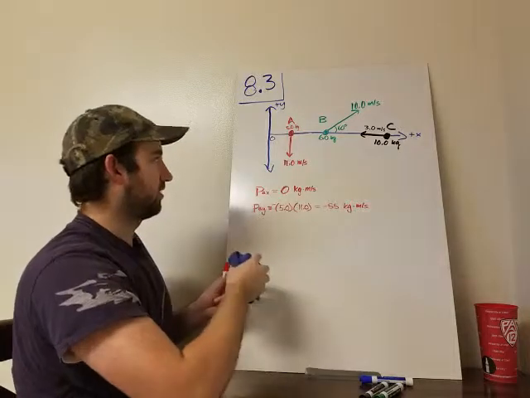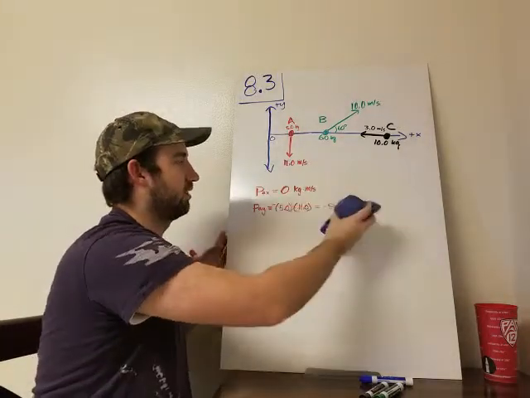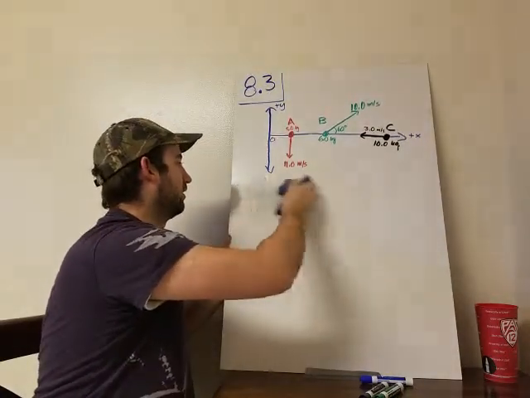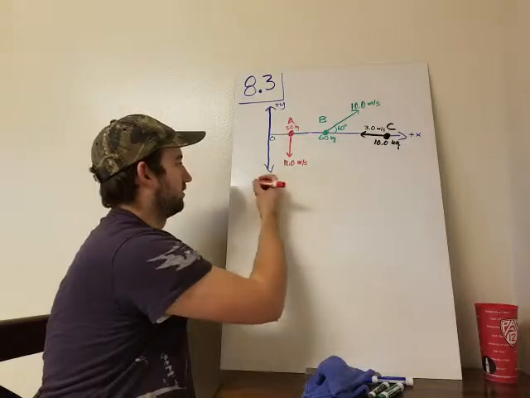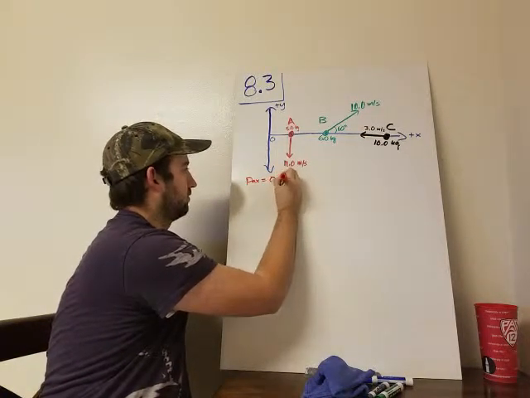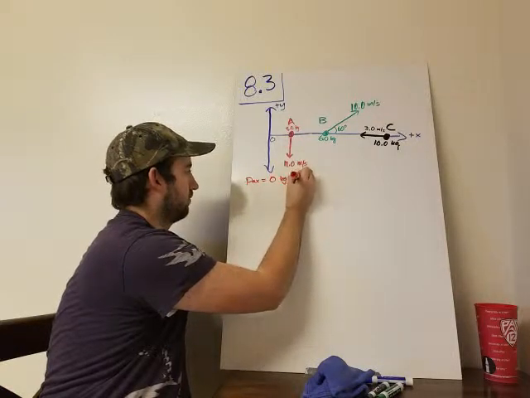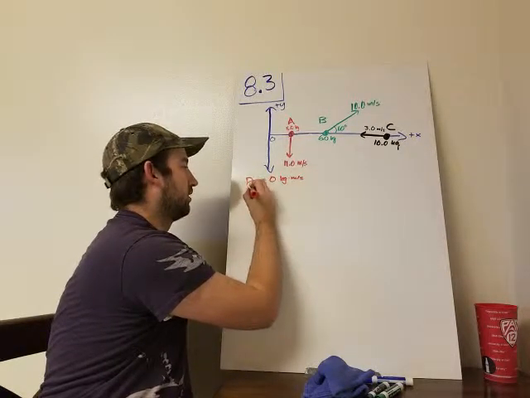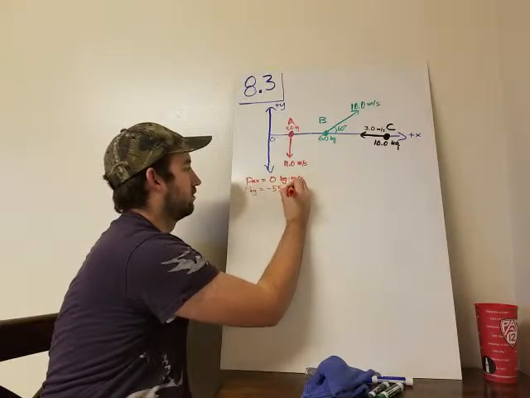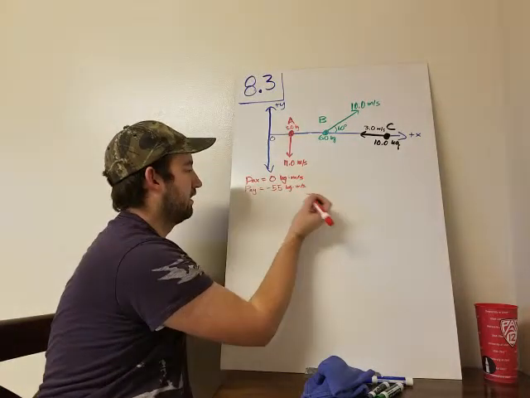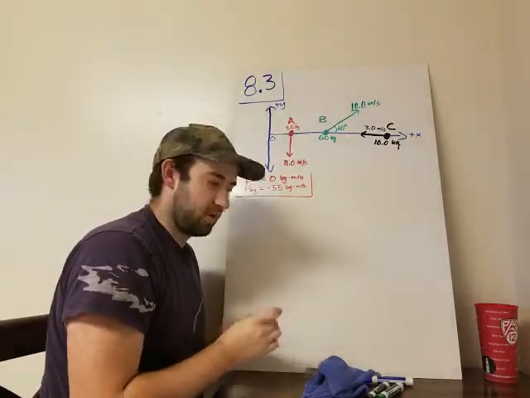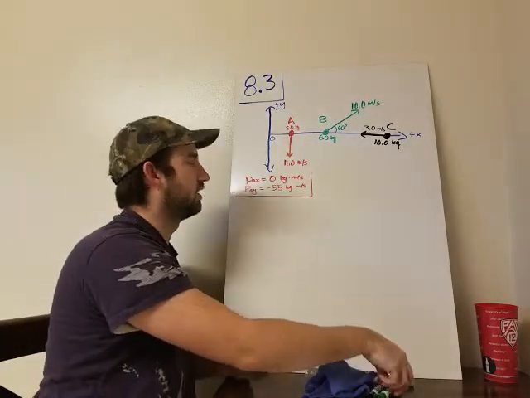So what I'm going to do is write these out of the way because we're going to run out of room very quickly. So I'll just write these up here. So P AX equals 0. And P AY equals negative 55. Okay. So we know the components for object A.